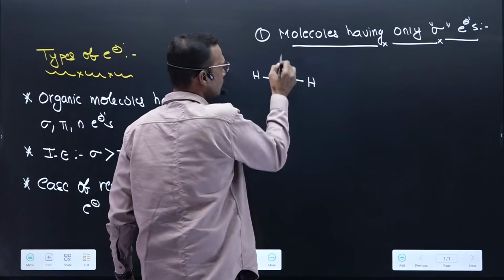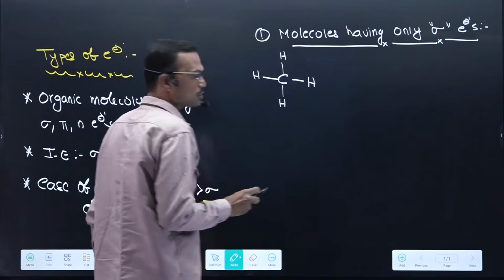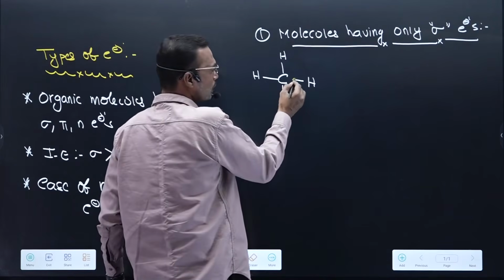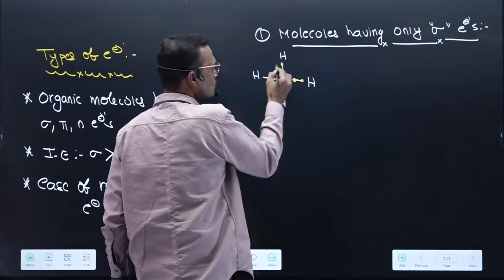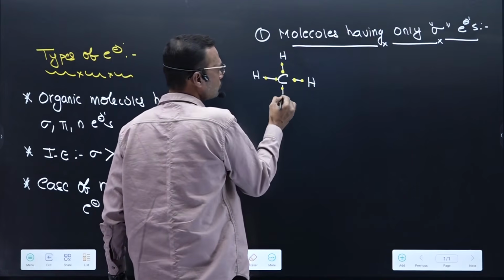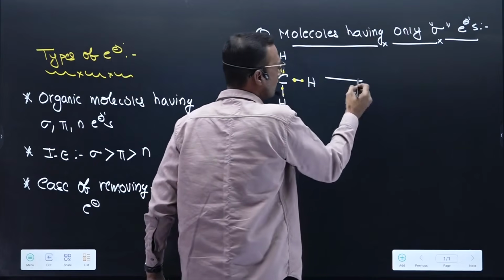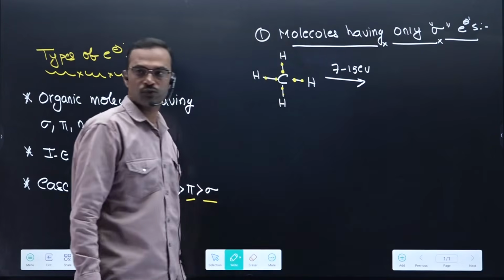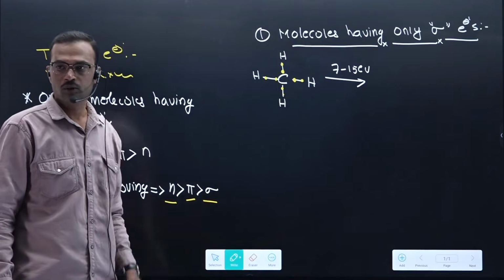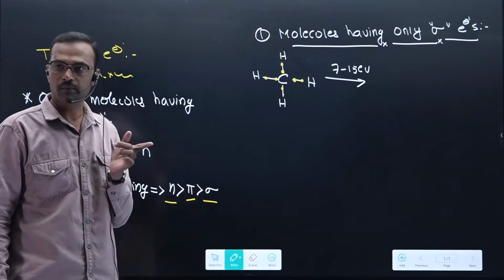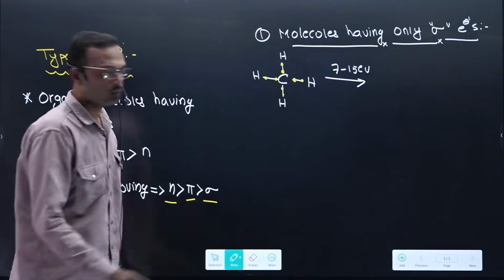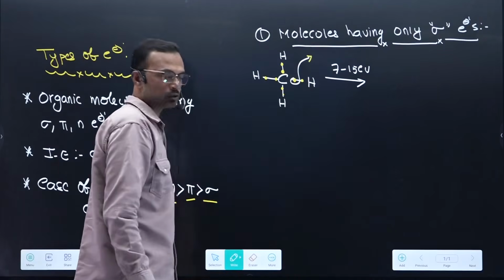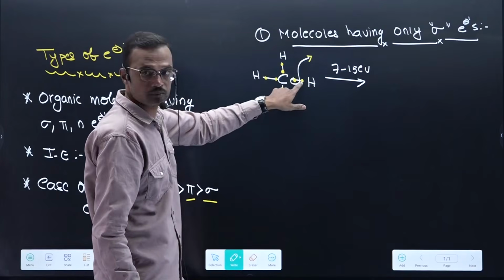In this, how many electrons are present between carbon and hydrogen? Between carbon and hydrogen, here 2 electrons, and here also 2 electrons. Now, I am applying 7 to 15 electron volts of energy for generation of the molecular ion. Can I remove one electron from the molecule? Now, try to remove an electron from closer to carbon. Remove this electron only. Don't remove this.